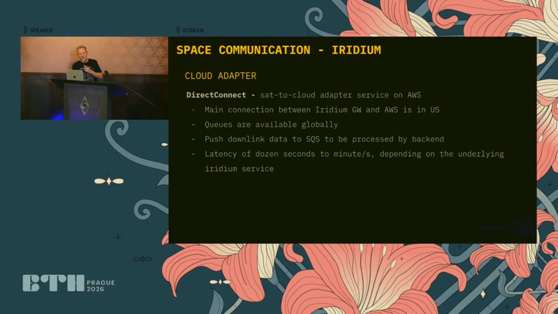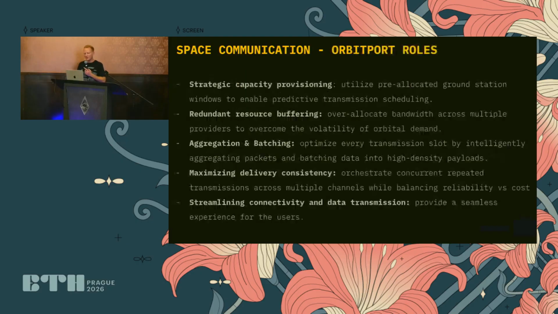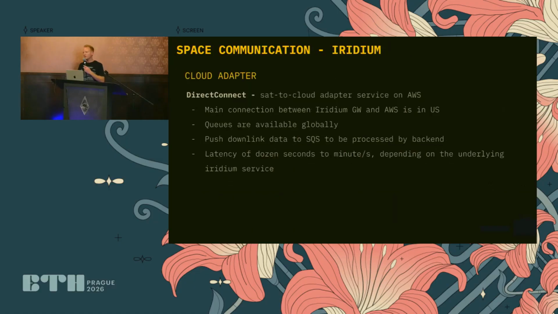And for Iridium specifically, they have a cloud adapter. It's called Direct Connect. It's deployed on AWS. Their main connection is in the US, but they are available globally. So you can use it basically to work with some queue, to either push or pull your data. And the latency might be better than if you try to do it alone, but it depends on what service is being used. Currently, I haven't followed, again, because it's changing every time. So as of now, I think they support only SBD and some other services, but not Burst.